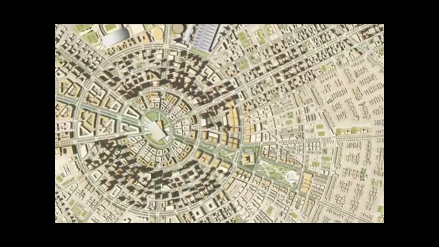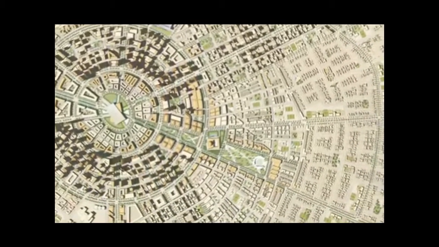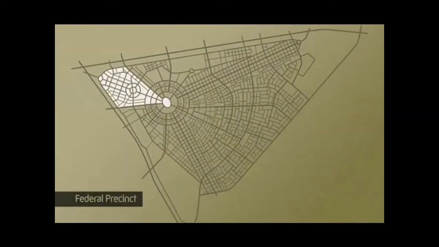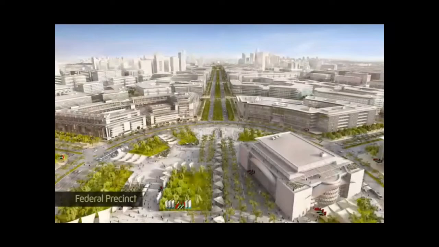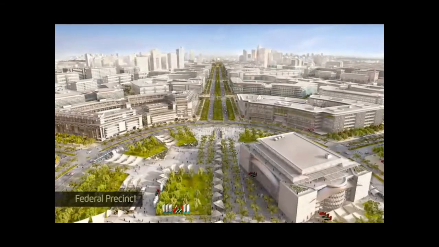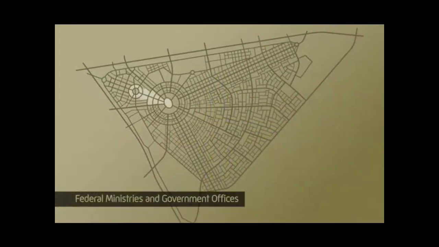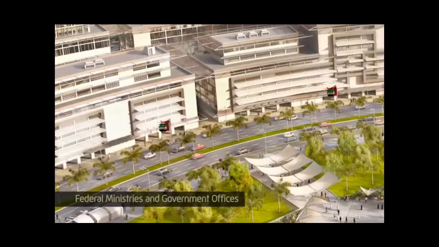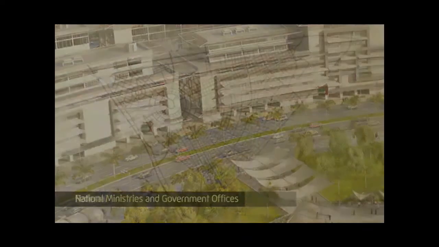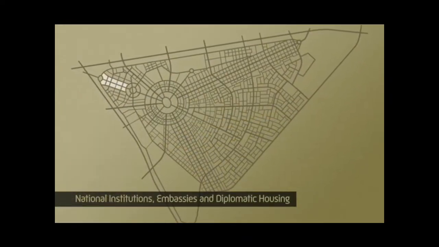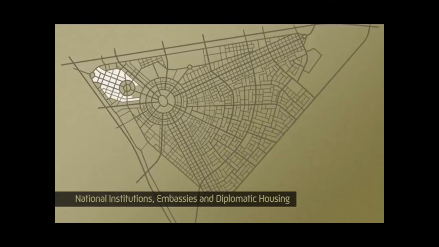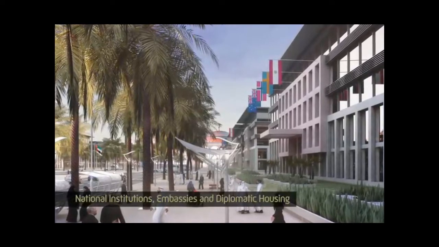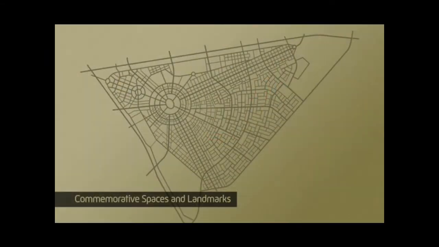The Capital District Master Plan is based on creating a culturally rich, vital, architecturally attractive and sustainable urban form for this new capital. At the heart of the Capital District will be a federal precinct, which will serve as the national seat of government for the United Arab Emirates. Federal ministries and government offices will line the Capital Boulevard and be designed to respond to the unique desert culture and climate of Abu Dhabi. Adjacent to the Capital Boulevard, national institutions, embassies, and diplomatic housing will reinforce the importance of the Capital District through distinctive public architecture and a strong diplomatic presence.